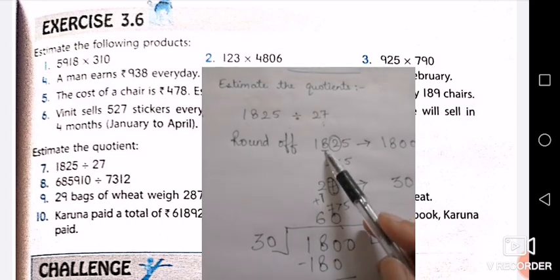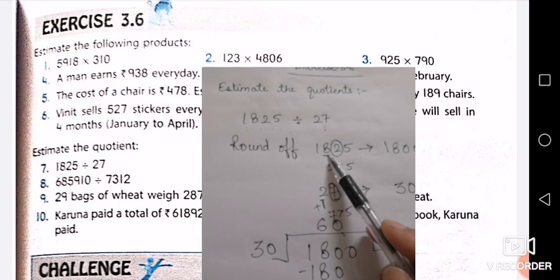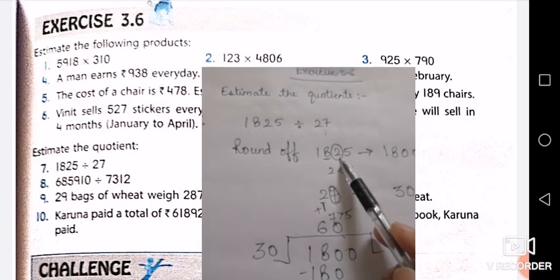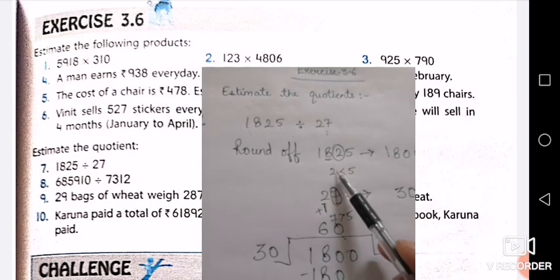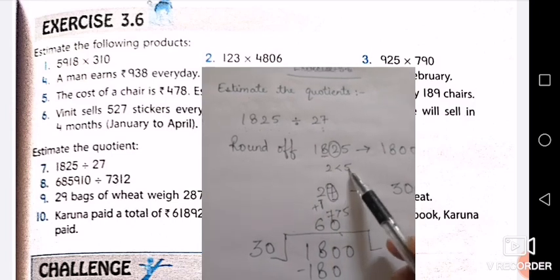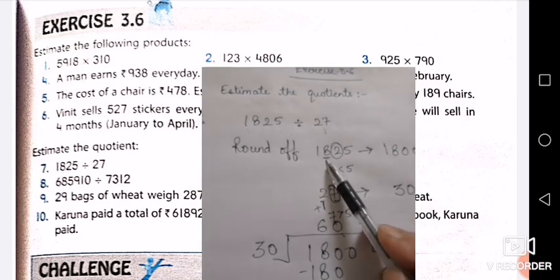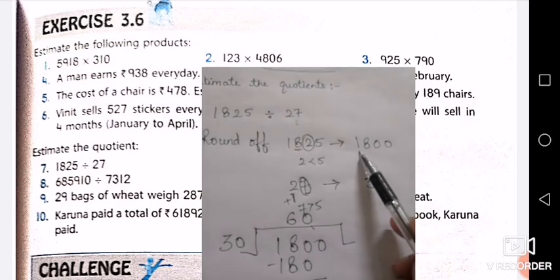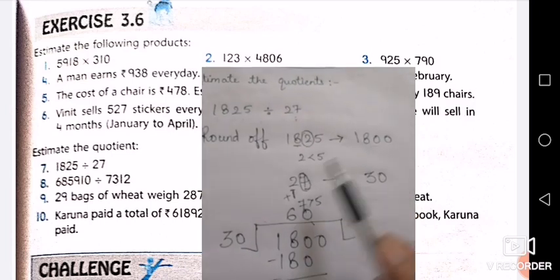Now here we will round it off to the 100 place only. On the 100 place we have 8, and on the tens place, which we have circled, that is 2. Now 2 is less than 5, so nothing will be added on this 100 place. So its round off will be 1800.